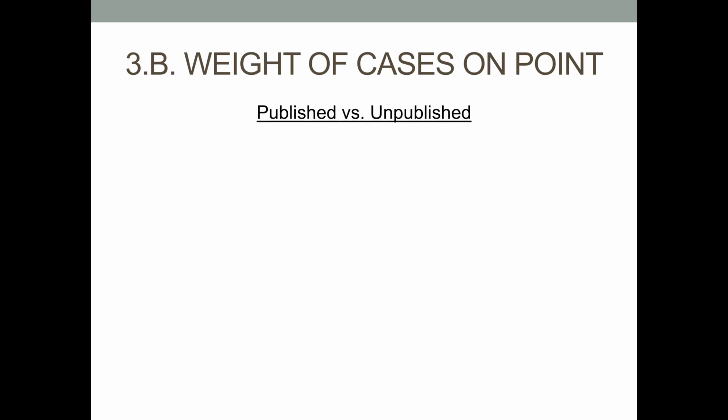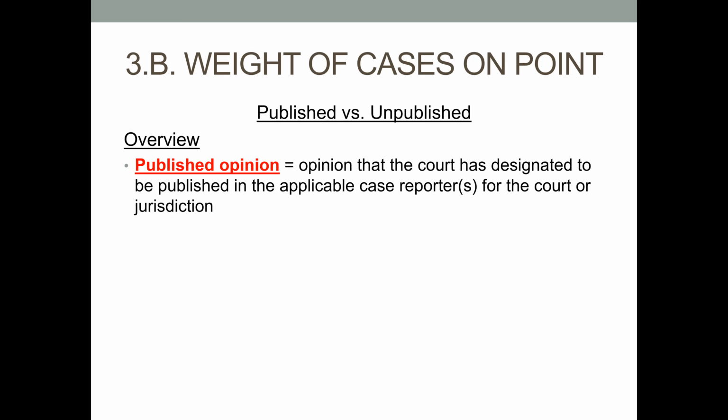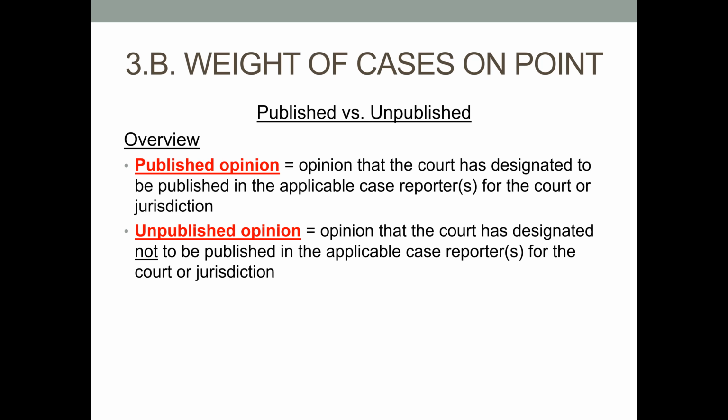Now, another distinction that can affect the weight of cases is whether the case is published. Now, as a reminder, a published opinion is an opinion that the court has designated to be published in the applicable case reporters for the court or jurisdiction, and ultimately in the hardbound reporters. Now, an unpublished opinion, by contrast, is an opinion that the court has designated not to be published in the applicable reporters for the court or jurisdiction.